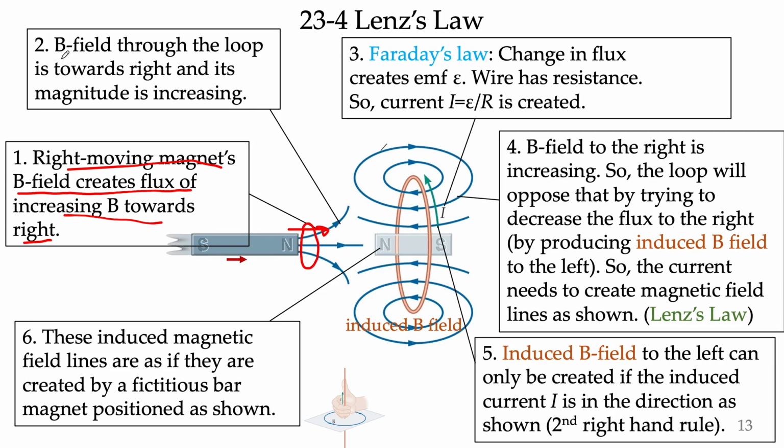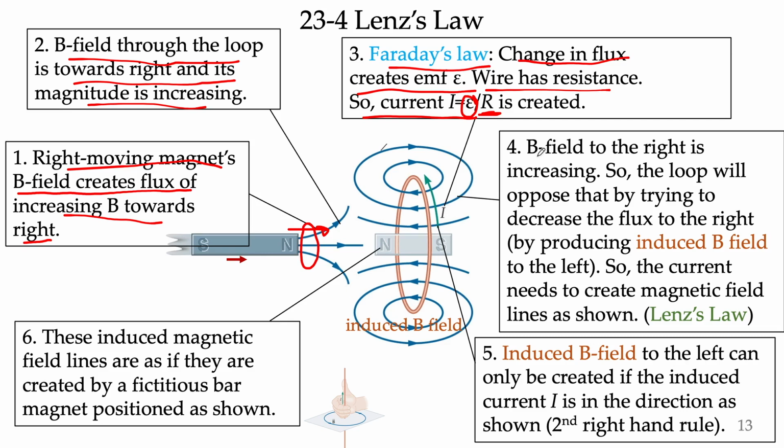In the second step, the magnetic field through the loop is towards the right and its magnitude is increasing, as I just said. The third part is now Faraday's law. Changing flux creates electromotive force. And because this wire has some resistance, you can calculate the current by dividing the electromotive force, or the induced voltage, by the resistance of the wire.